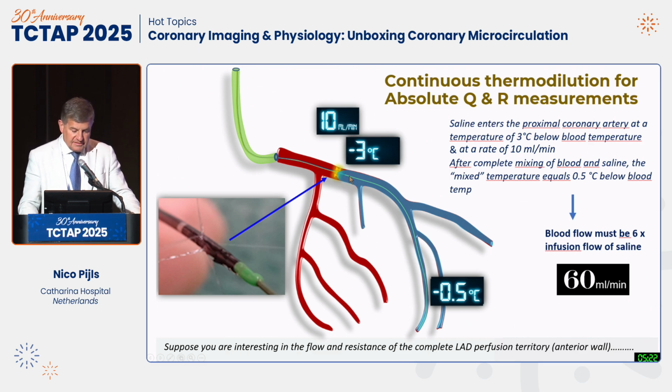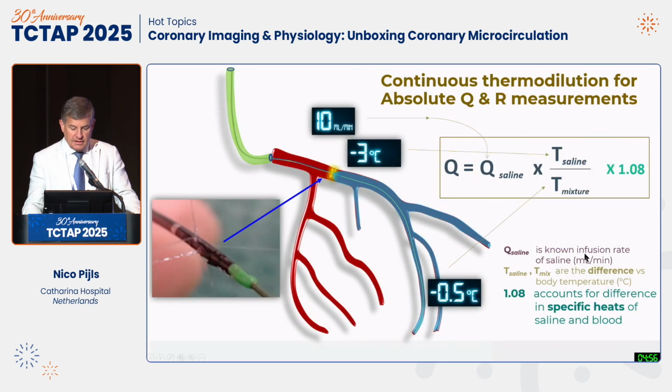And suppose now that the temperature at the spot where the saline is entering into the coronary artery is 3 degrees below blood temperature. And suppose that after complete mixing with the blood, the temperature is minus 0.5 centigrade below blood temperature. There's a factor 6 difference. That means that the bloodstream must equal 6 times the infusion stream, so 60 milliliter per minute.